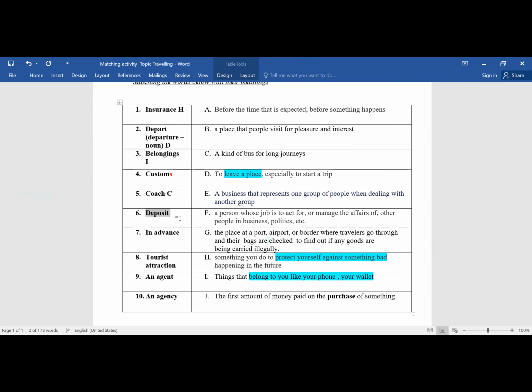Number 6, tell me what is the meaning of the word deposit. Deposit, I think, is the first amount of money paid to purchase something. Yes, the first amount of money paid on the purchase of something. Correct, everybody. Now, when you book a tour, you need to deposit an amount of money. So yes, deposit is a verb and it's also a noun.